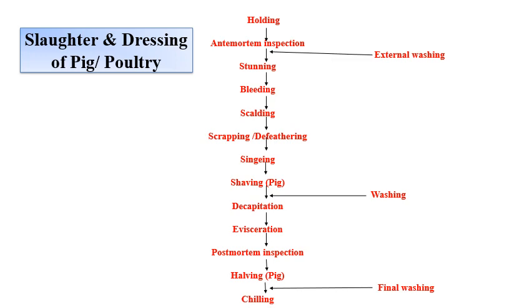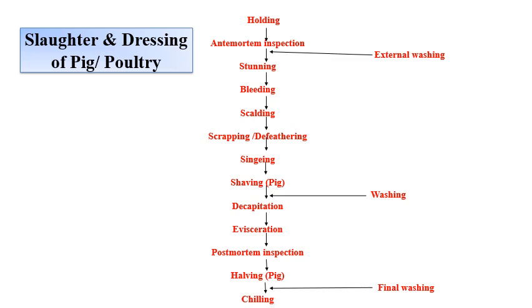Then there is a new process called scalding, that is dipping the pig or poultry in hot water to remove the hairs or feathers. In the case of pig and poultry the skin is not removed, so only the hair or the feather is removed. So scalding is a process of putting in hot water. After that, scraping, or defeathering in the case of poultry. Then there is singeing, a burning practice for removing the residual hair or feathers. After that, in the case of pig, there is shaving, to remove the burnt residue and make it cleaner. Then there is again one more washing.